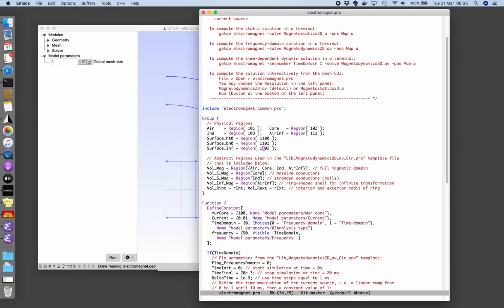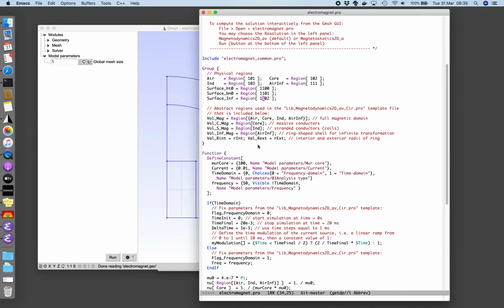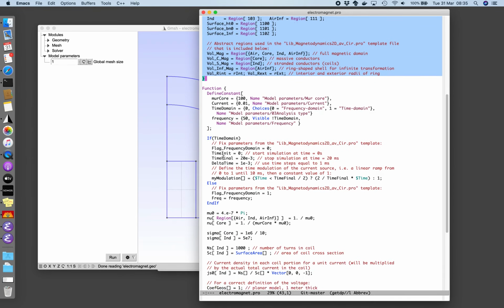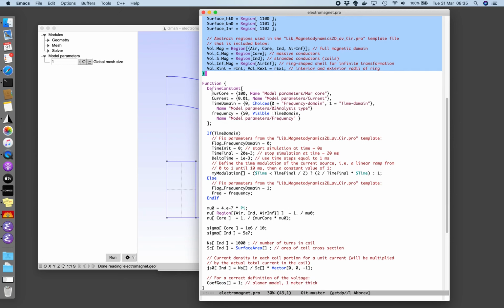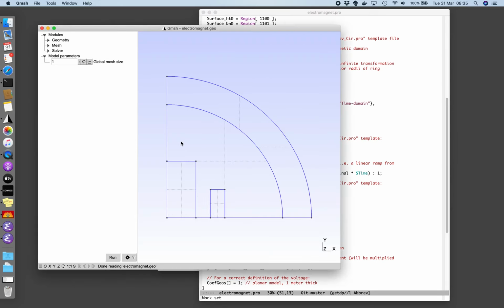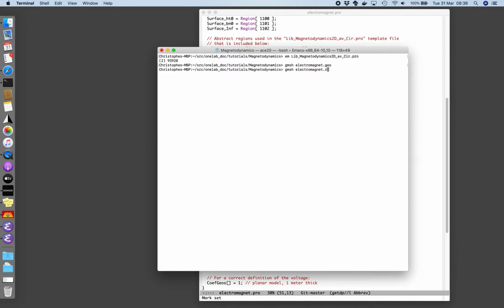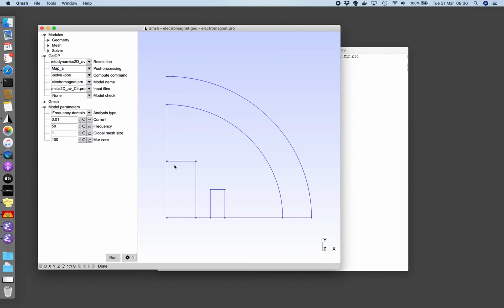Let's look at what I did over here. This is clear. So let's look at these functions. I started by defining some additional constants that the user could modify. Here I have the permeability of the core, the current intensity, a flag to say if we work in the time domain or in the frequency domain, and if we are not in the time domain, the actual frequency.